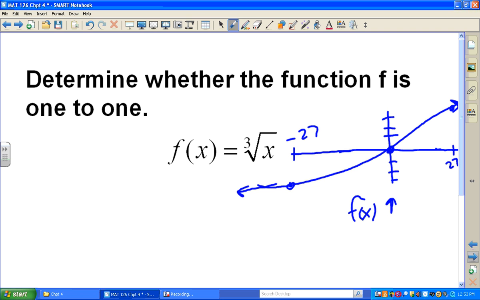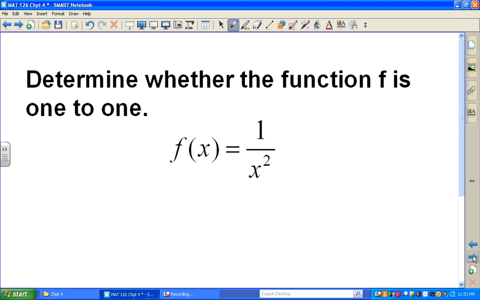Yeah, the domain is all x in the set from negative infinity to infinity. Okay, for all real numbers. Yeah, that would work. We haven't talked about limits yet, so we'll do that later. Well, this one: is it 1-to-1?